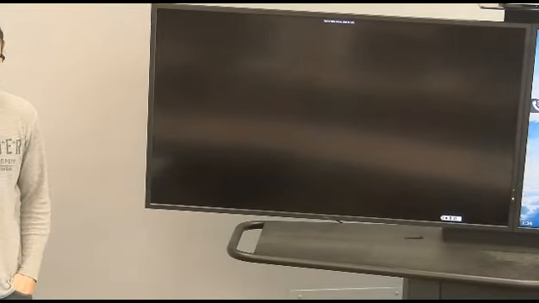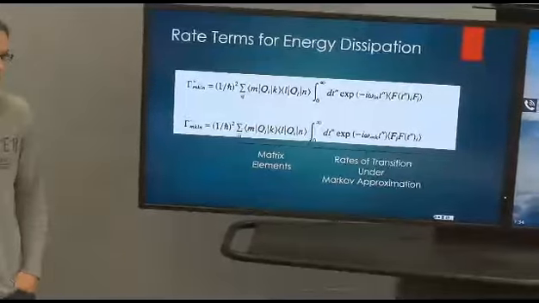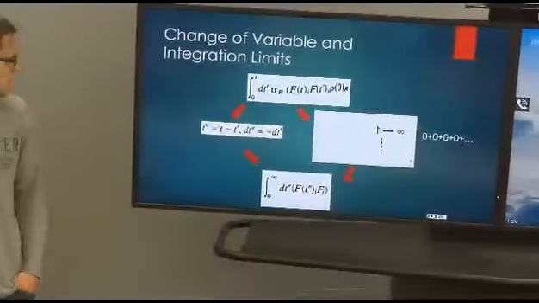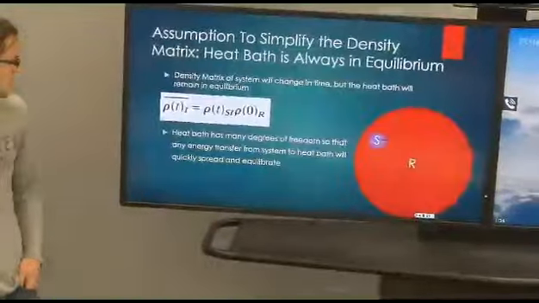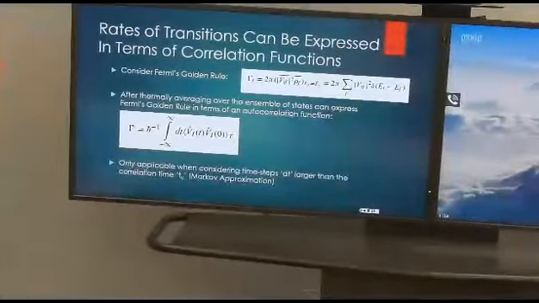Any questions? You had an integral early in the presentation where you went over the units that showed that it's a rate. Yeah, so this one here, yeah.